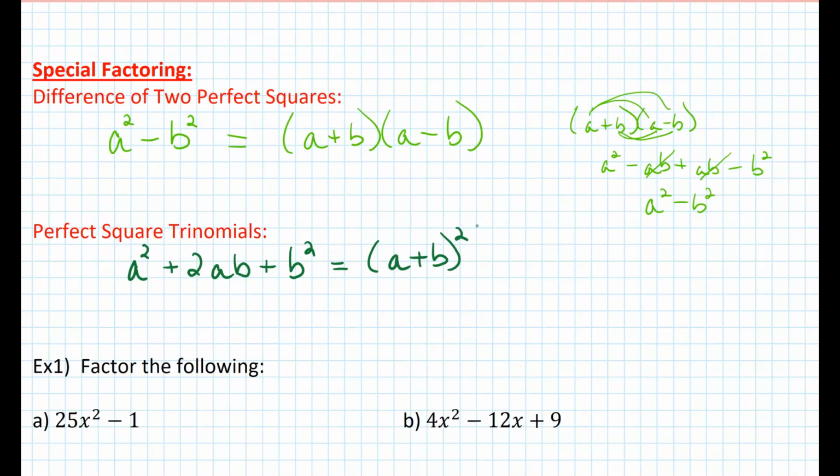So again, we're undoing a multiplication. So this is like having a plus b times a plus b. And if we distribute the terms, we get the a squared plus ab plus ab again plus b squared. And so again, what happens is those middle two terms combine to give us a squared plus 2ab plus b squared.